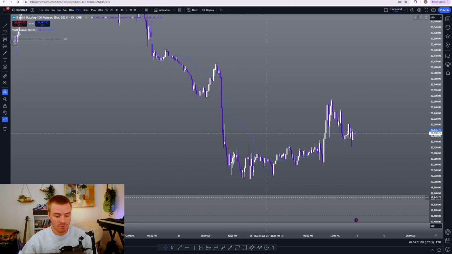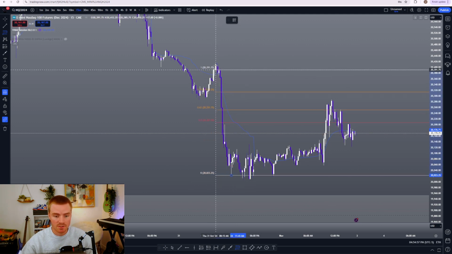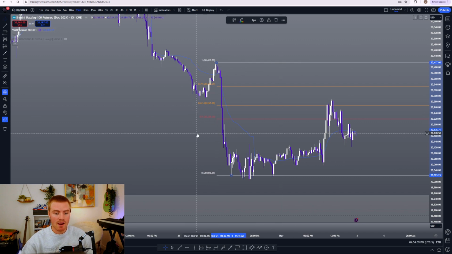So what I'm going to do is I'm going to grab my Fibonacci tool, just grabbed it. I'm going to go from the swing low right here, all the way down here, up to the swing high right here. Okay, so now I have my levels.